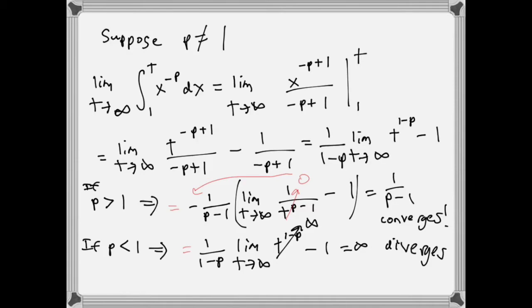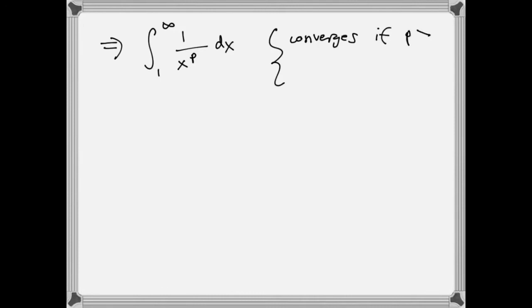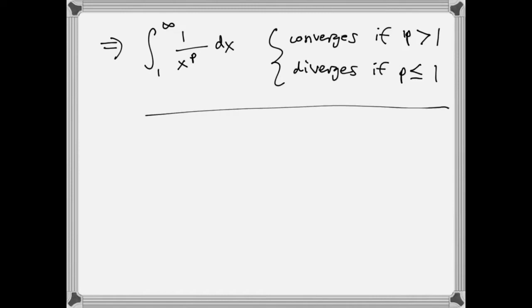And so we're left with a conclusion. We now know that it converges when p is greater than 1, and it diverges for all other p's. So let's write this down as our conclusion. This means that the integral from 1 to infinity of 1 over x to the p dx converges if p is greater than 1 and diverges if p is less than or equal to 1. Okay, so that's what we get for our answer.